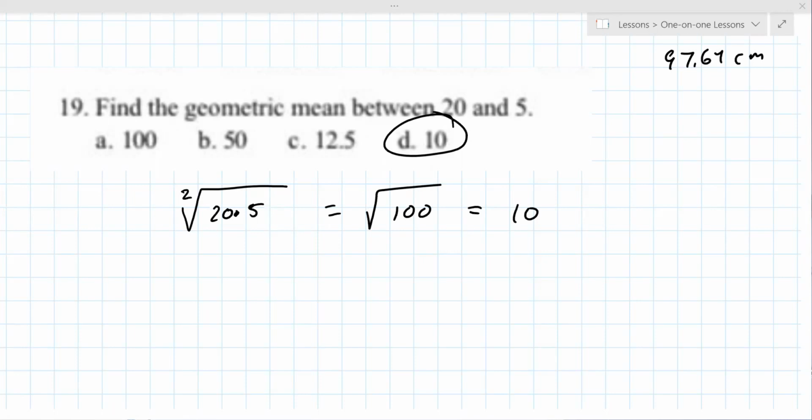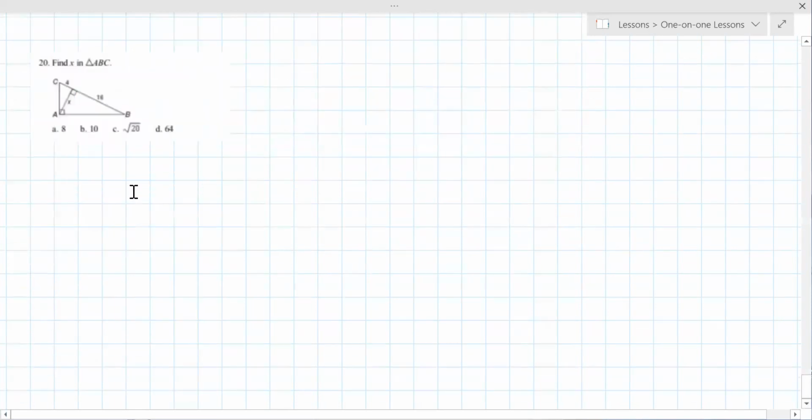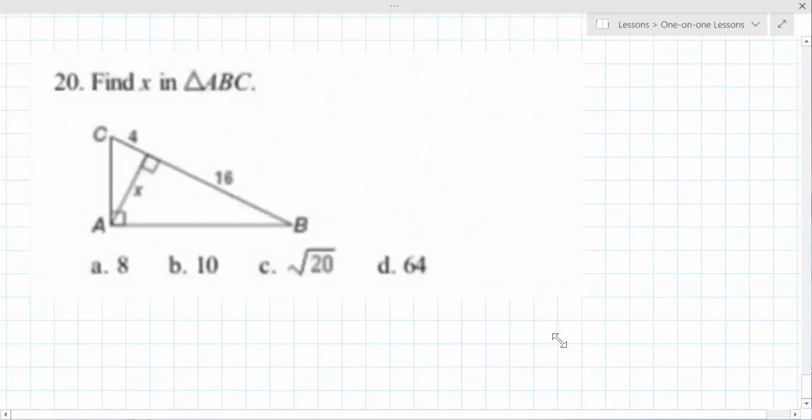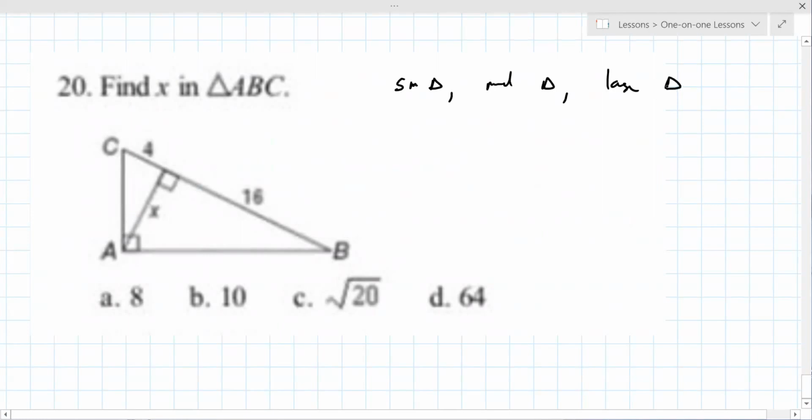Find x in triangle ABC. Okay, so another proportion we're setting up. A lot of proportions. Find x in triangle ABC. This triangle has a small triangle, a medium triangle, and a large triangle. There's 3 triangles in there.